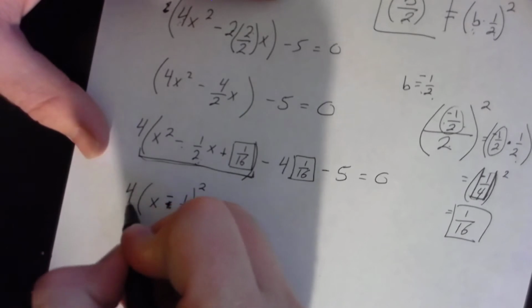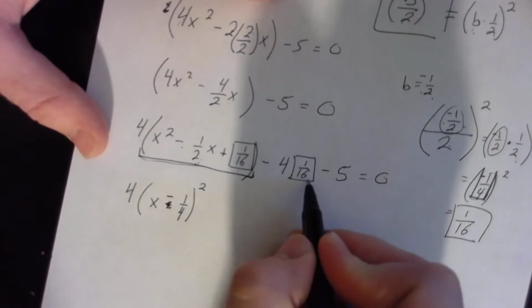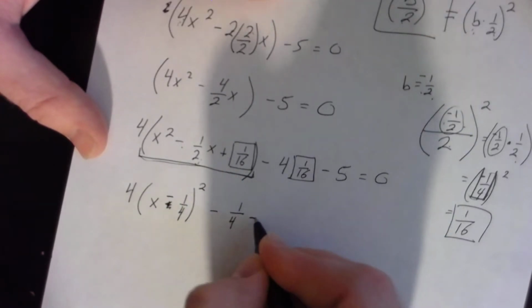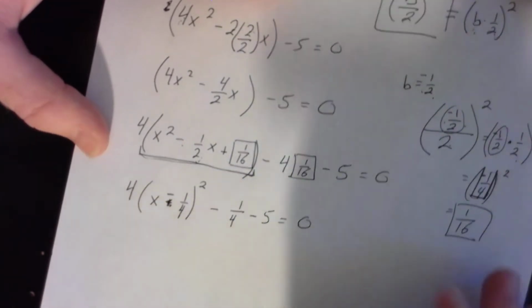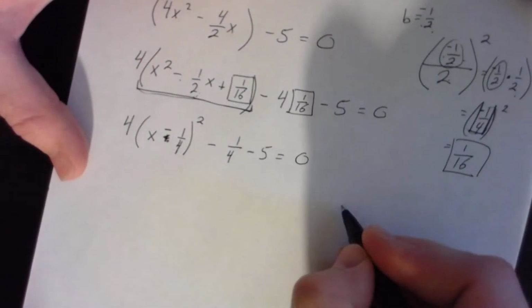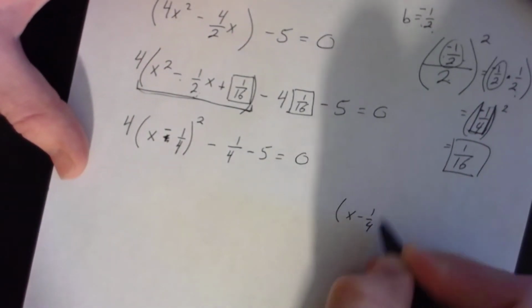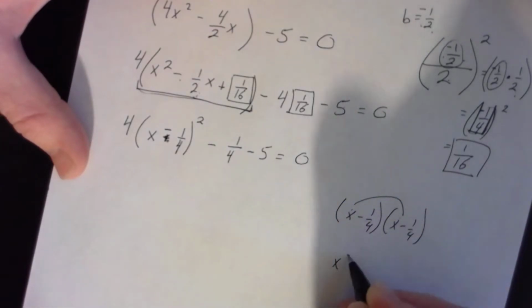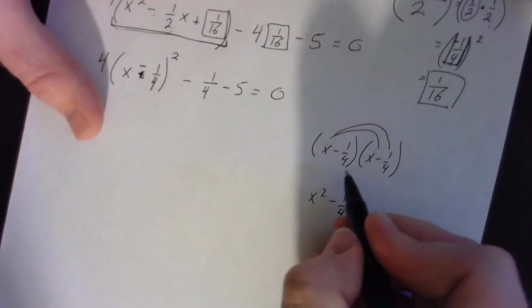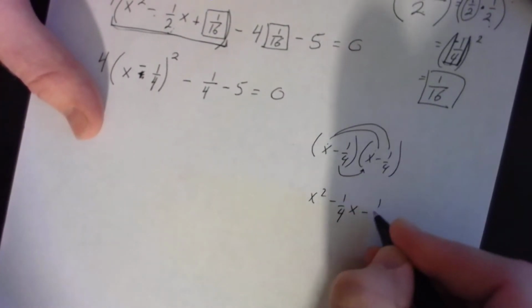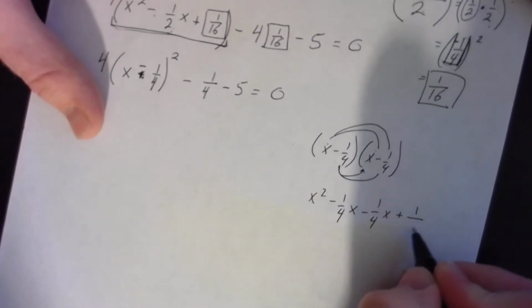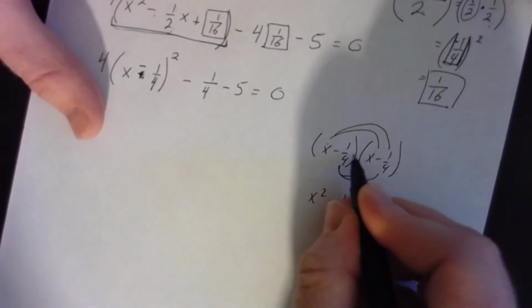I'm going to carry down the 4. This negative 4 times 1 over 16th is the same thing as a minus 1 over 4. And then I'm going to carry down that minus 5 equals 0. Again, just to make sure we're comfortable with this, off to the side here, x minus 1/4 times x minus 1/4 is x times x, x squared. X times a negative 1/4 is negative 1/4 x, a negative 1/4 times x is a negative 1/4 x, and a negative 1/4 times a negative 1/4 is a positive 1/16. Again, 4 times 4 on the bottom, 1 times 1 on top.